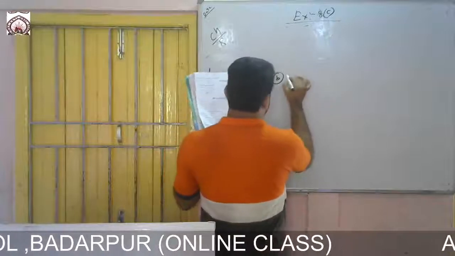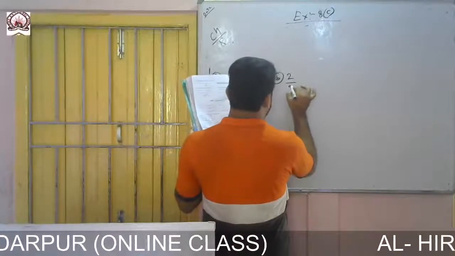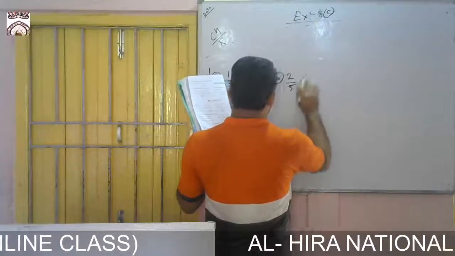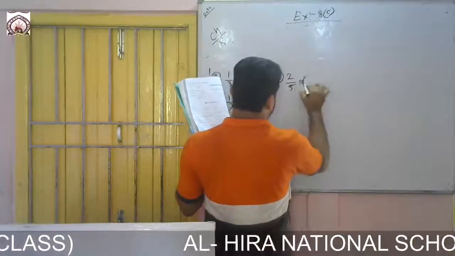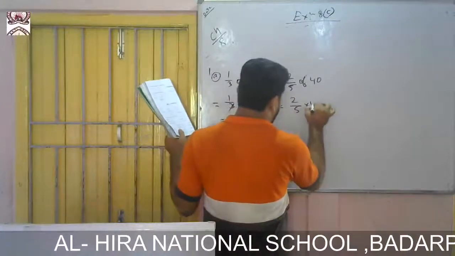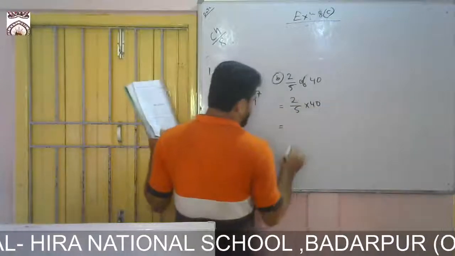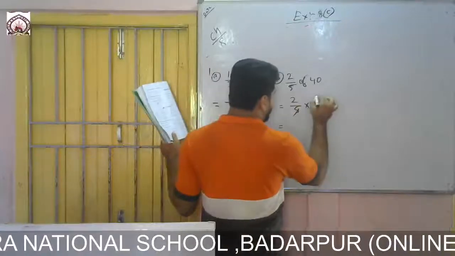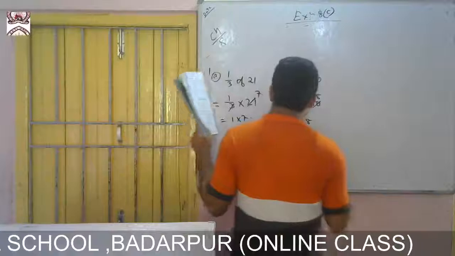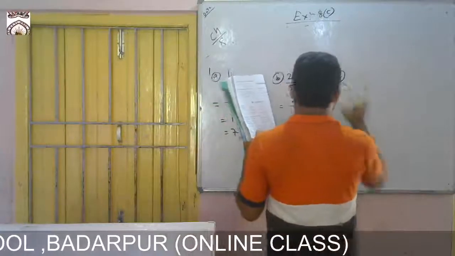Now come to B. B, what is there? 2 by 5 of 40. Of 40. Of means what? Into. 2 by 5 into 40. So it is what? 5 8s are 40 and 2 into 8, it is what? 16. Okay.